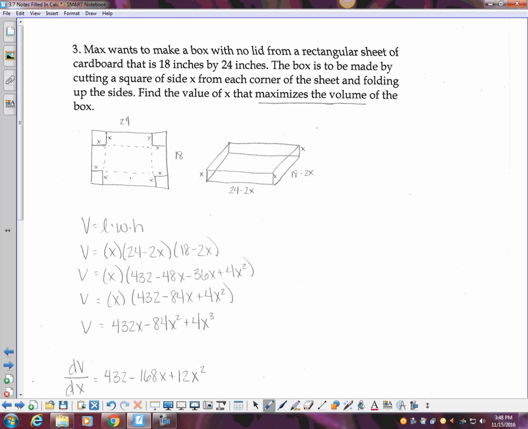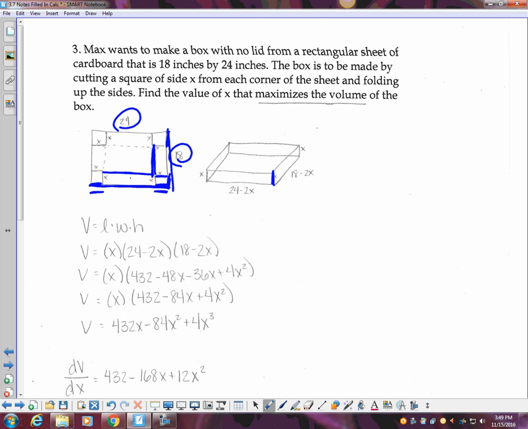Okay, so if the sheet was 24 by 18, then this right here is going to be 24 minus 2x, because you're taking 2 of these out. Then this distance here is going to be 18, the whole thing, minus 2 of those x's. So 18 minus 2x. And then the height of your box is going to be x, because you're taking this flap and turning it up.